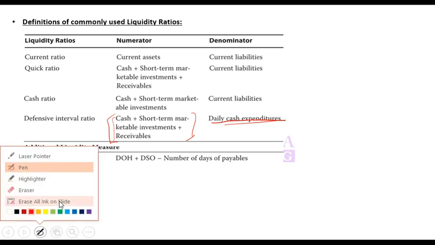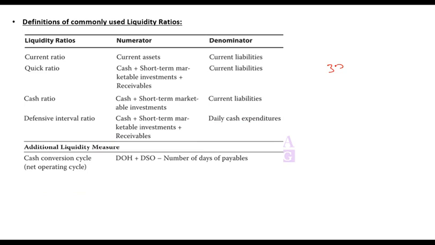So if a company is near bankruptcy and its defensive interval ratio is 30, that means either it should turn around and generate cash, or it should raise a loan. Otherwise it will go bankrupt after 30 days. It wouldn't have money to pay off liabilities.